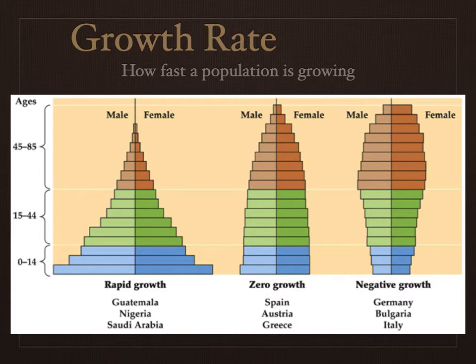Then let's go to negative growth. Germany, Bulgaria, Italy. They have fewer people being born down here at the bottom. It's inverted. And there are more and more older people up here towards the top. And of course, it still tapers off at the very tippy top. So they have a more aging population. Now, don't worry about Germany and Bulgaria and Italy. They're not going to go extinct. They're totally fine, right? But they're not replacing their people as fast as someplace like Guatemala, Nigeria, Saudi Arabia. Okay. So that's how you read one of these things.